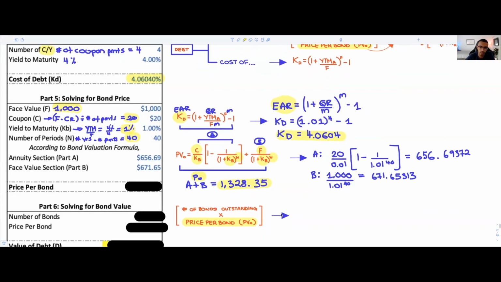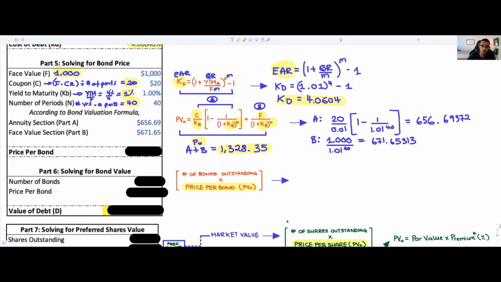So now that we have that, we are happy because we now have the price of the bond. And we know that we have in this question a bunch of bonds outstanding. If I'm not mistaken, it should be 100,000 bonds outstanding. Yes, it is. So what you're going to do is 100,000 multiplied by 1,328.35, and that's going to give you debt. Not debt like dying, but debt like the debt value.